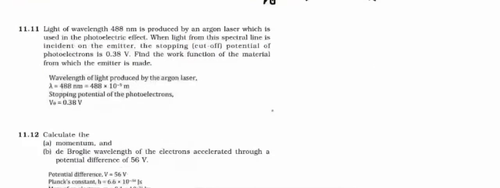Question 11. Light of wavelength 488 nanometer is produced by a laser. This light falls on a metal surface, and the cutoff voltage is 0.38 volt. Find the work function of the material. Work function, again, the same formula we can use, h nu minus h nu naught. That means work function phi is equal to the maximum kinetic energy e V naught. From there, you can calculate the value of work function phi.